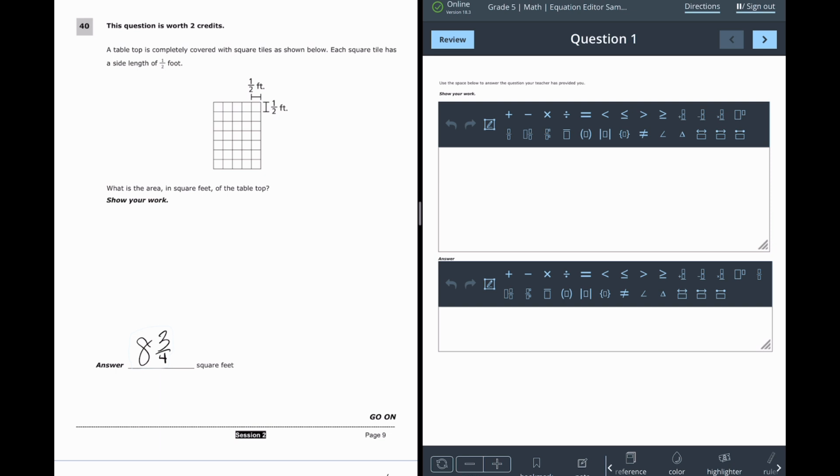So again, we're pretending we have to do this on paper first. So I'm going to find the dimensions for area. Over here, I noticed there were 1, 2, 3, 4, 5 squares.